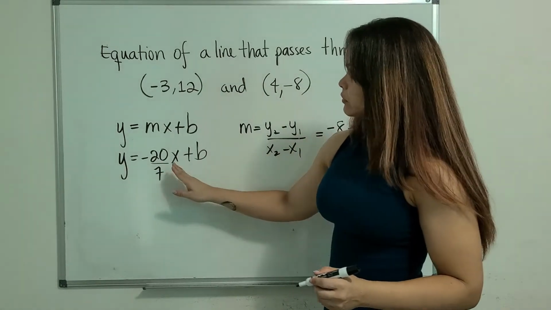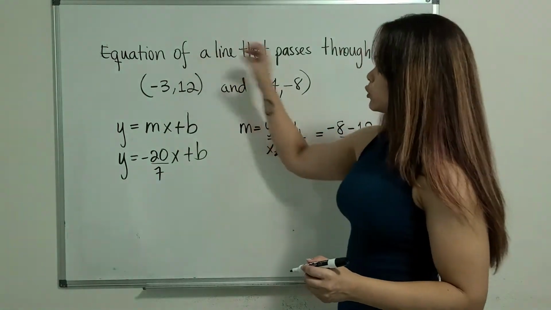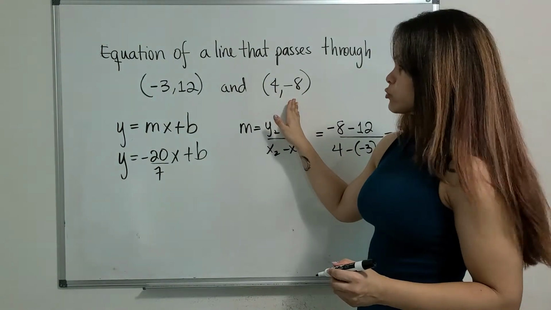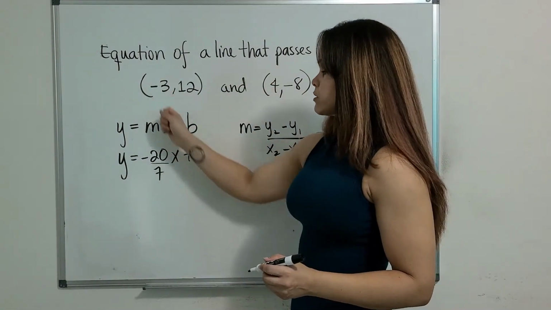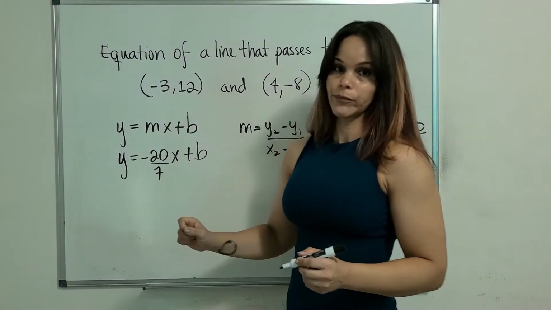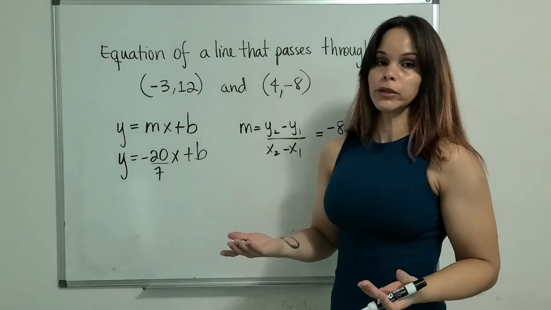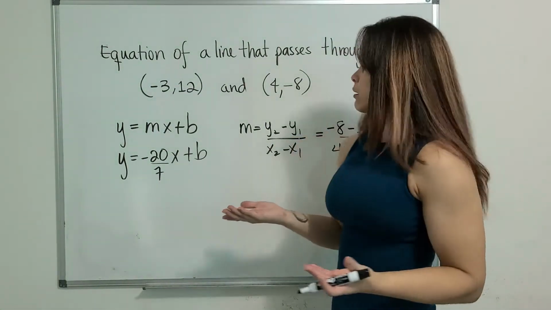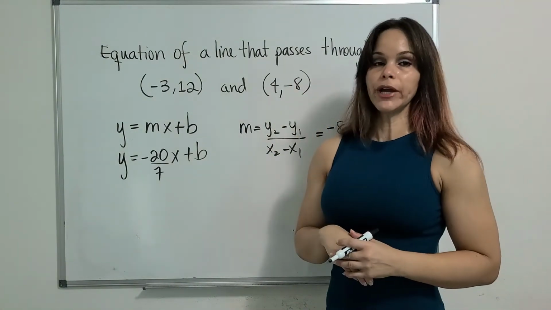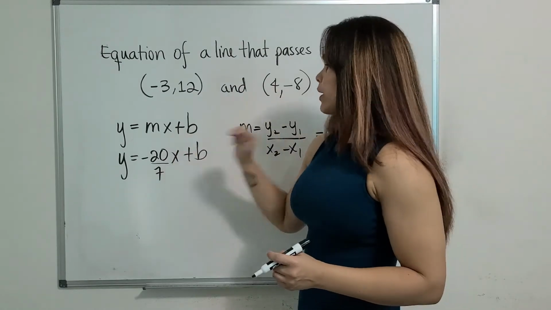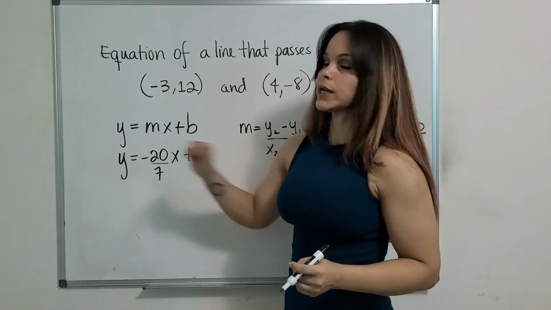We're given 2 points, so I know that the line passes through both points. So these are solutions for this equation in terms of the value of x and the value of y. So what do we do? We choose a point. Which point? Whichever you like. In this case, I'm going to choose the second point. I'm going to choose (4, -8). So instead of x, I'm going to write 4. Instead of y, I'm going to write -8.